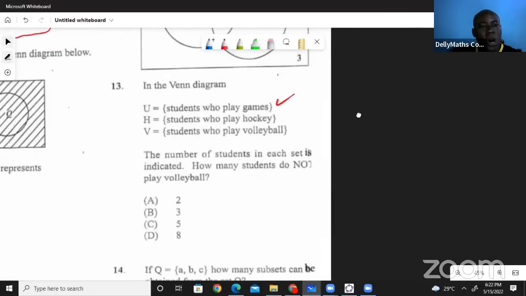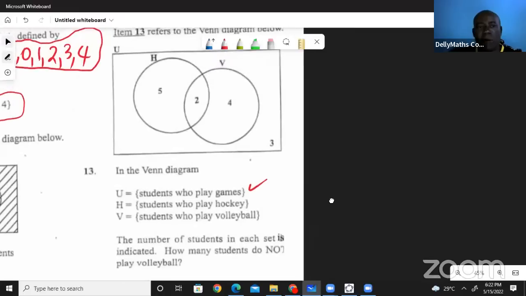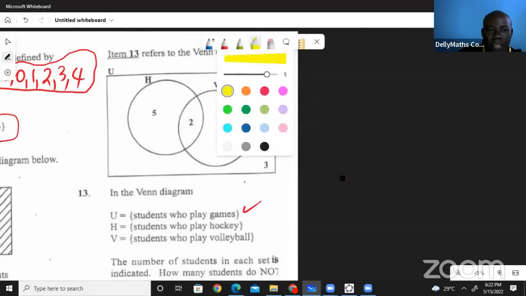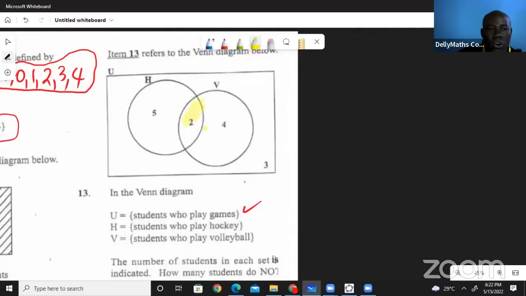It says how many students do not play volleyball. Now, I'm going to just shade the volleyball circle. After I shade the volleyball circle, any number that is not touched is for that question. I am going to put that volleyball circle in yellow. Any number that does not get touched is part of the answer, and we need to find the sum of all of those. So the volleyball circle is that yellow circle right now.